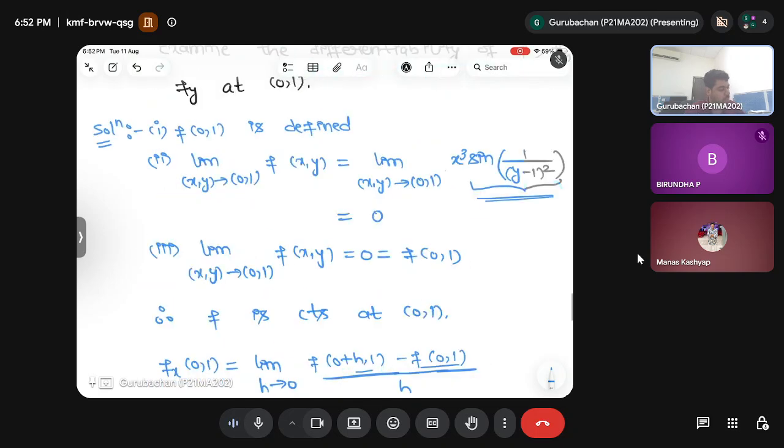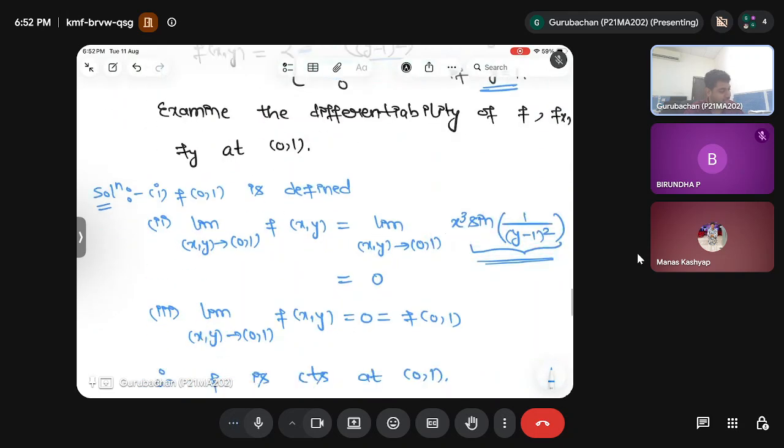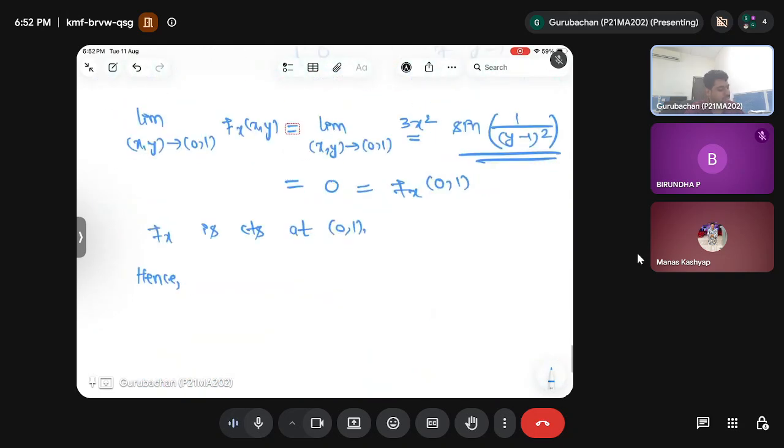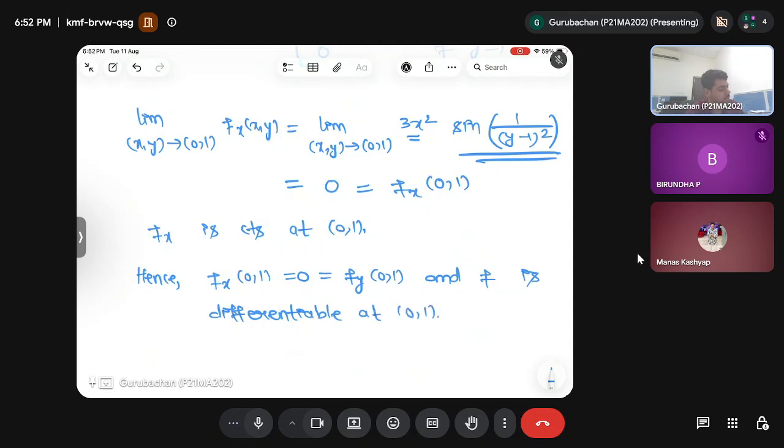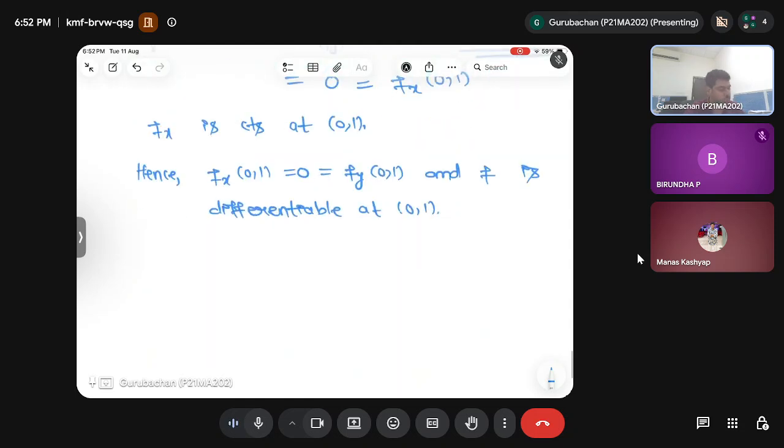So here, we have asked about the differentiability. fx and fy at 0 1: obviously fx at 0 1 is 0, which is the same value as fy at 0 1, and f is differentiable at 0 1 by the necessary and sufficient condition of the function.